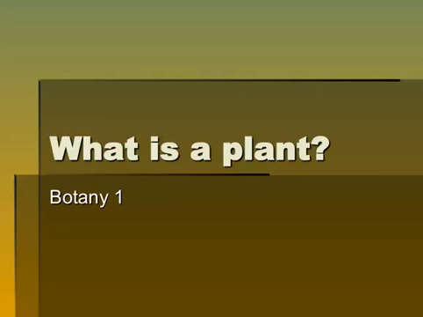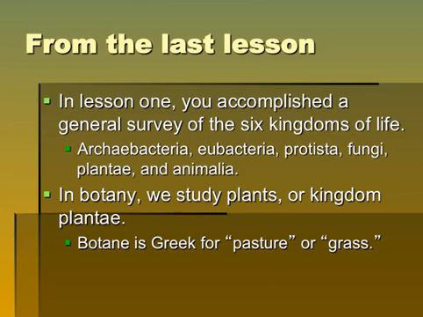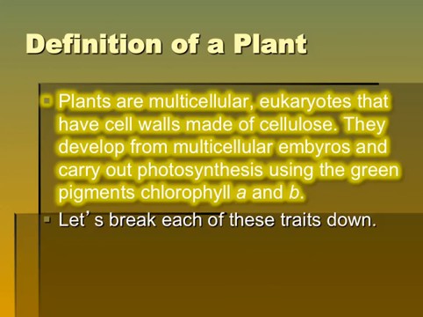In this lesson, we'll be answering the question, what is a plant? In Lesson 1, you accomplished a general survey of the 6 kingdoms of life. In botany, we study plants, or kingdom plantae. Botan is Greek for pasture or grass. So that is why the study of plants, or botany, is named such.